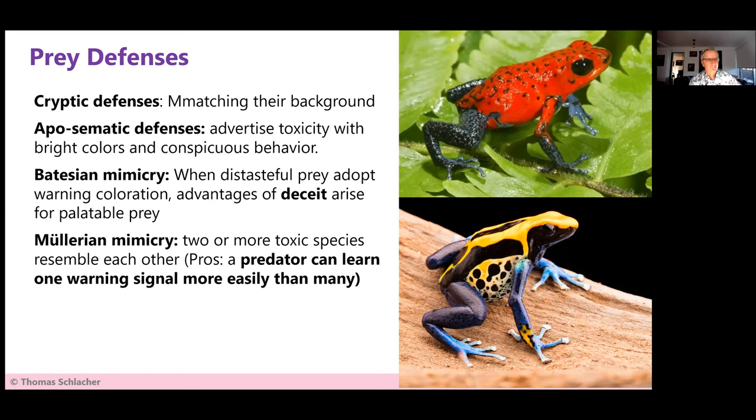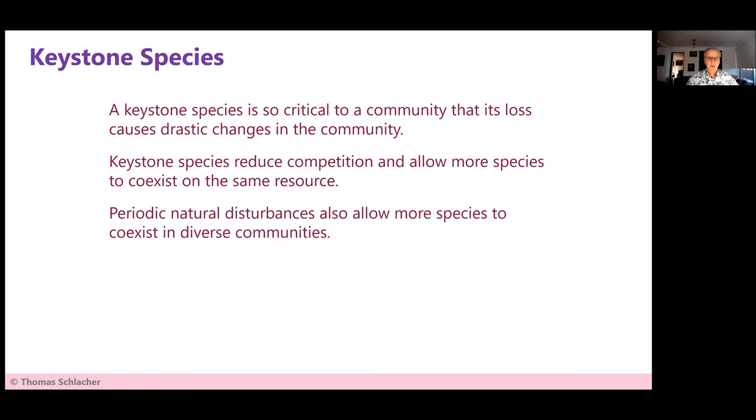And you might say, if I'm already toxic, why do I want to look like somebody else? Well, the advantage is a predator only has to encounter one of those two, and that's easier for them to learn, and then won't touch the second species as well. So it's really great for the prey.